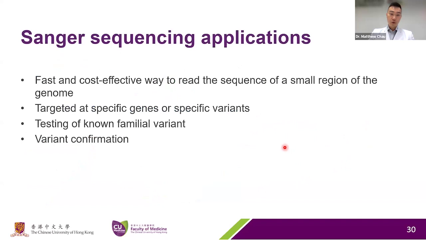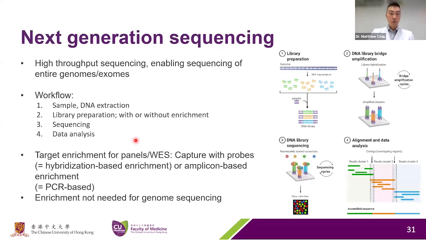So this is a fast and cost-effective way to read the sequence of a small region of the genome. It is useful, for example, for testing of known familial variants or confirmation of variants that are picked up by other approaches such as NGS-based methods. Now we'll move on to NGS. This is a very high throughput method which enables the sequencing of entire human genomes or exomes. The workflow is to prepare the DNA for sequencing, which is called library preparation. Typically, this genomic DNA would be sheared and adapters would be added to the sides, which enable them to bind onto your flow cells for sequencing.